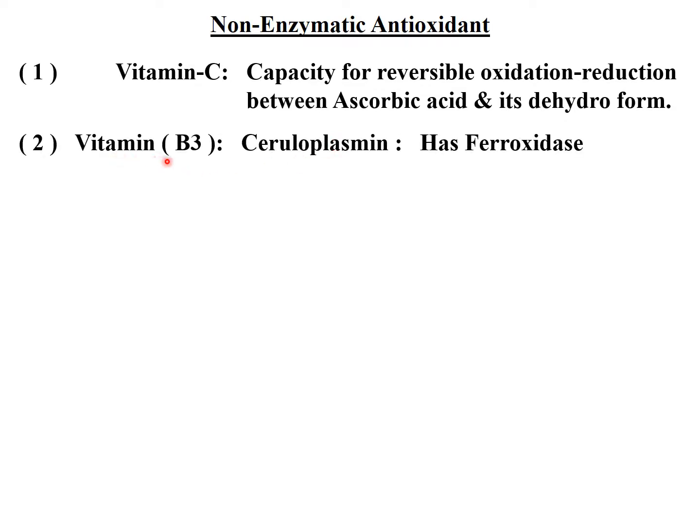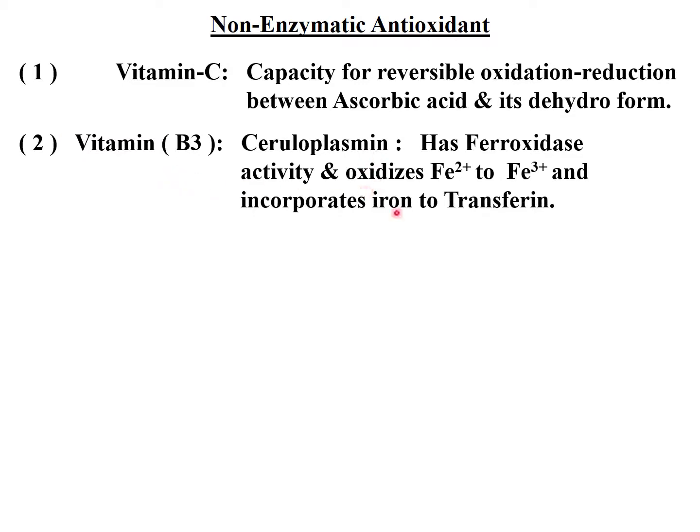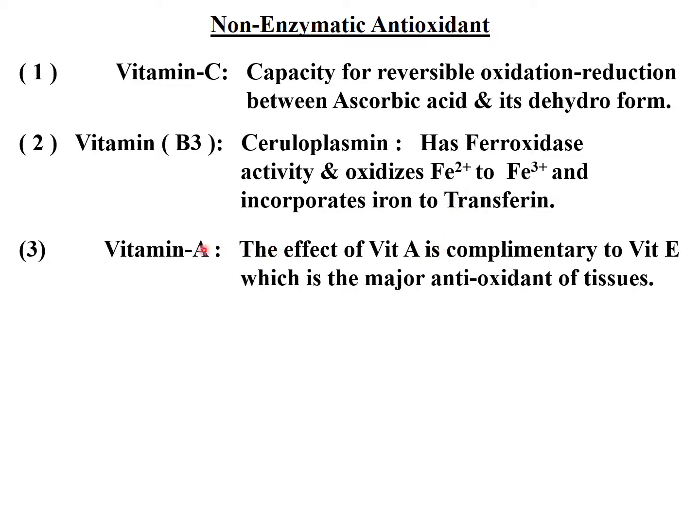Then there is vitamin B3, which is present in ceruloplasmin. And remember the role of iron in generating free radicals? Well, this vitamin B3 neutralizes the effect of free radicals generated by iron. The next is vitamin A. It helps vitamin E, which is a major antioxidant, to perform its function even better.